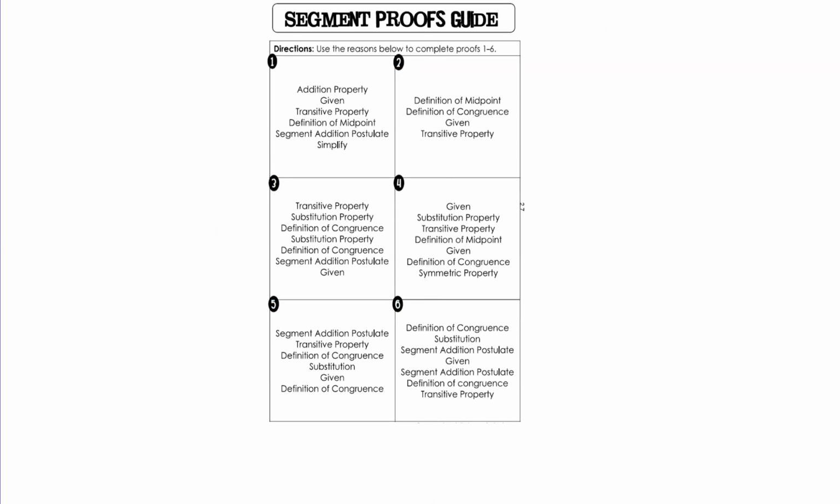All right, so we're going to use this segment proof guide. Basically, these should match up to what we're given, and we have to assign it to different ones. So we're going to use the reasons below to complete proofs 1 to 6.